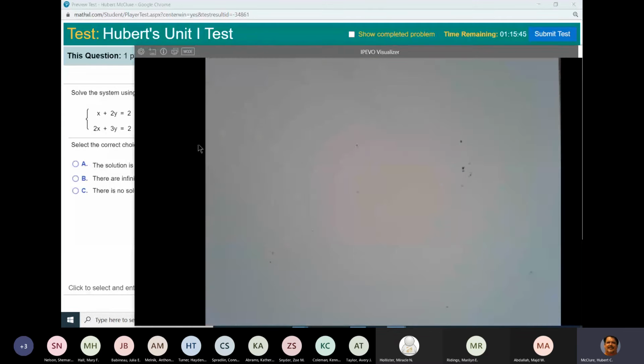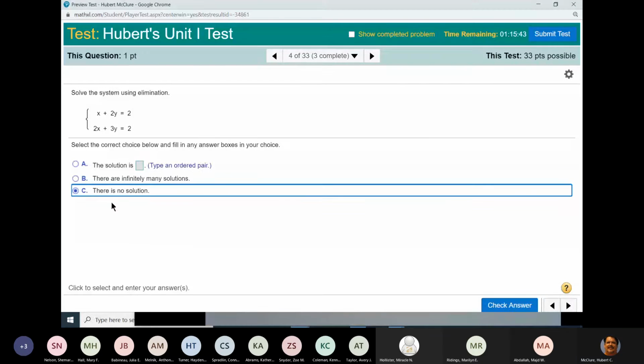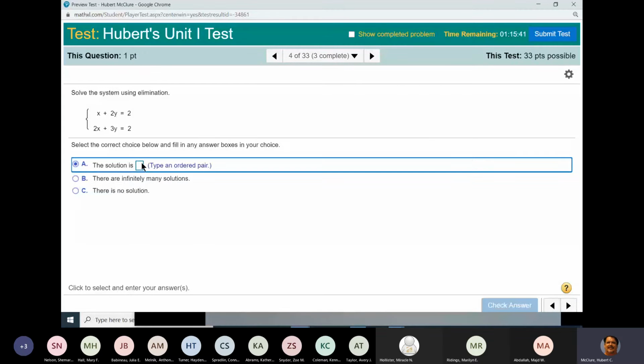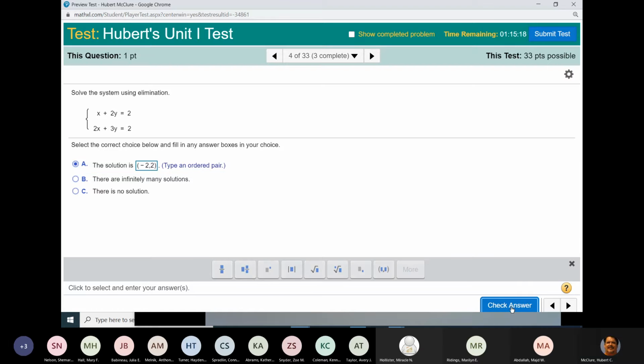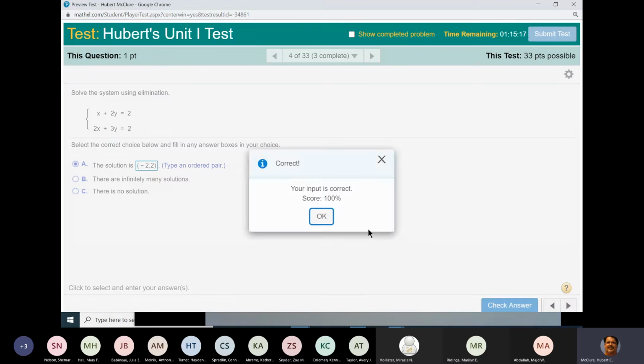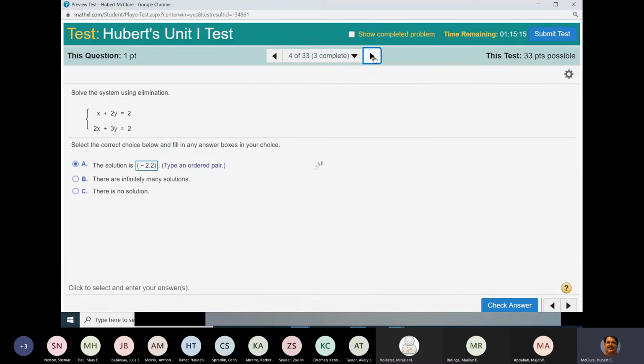Next question. Oh, let's type in our solution. The solution is -2. Now, do they want parentheses? Yes. -2, comma, 2, close parentheses. There are infinitely many solutions. That's all real numbers. There is no solution. That means they don't intersect. And you feel good about yourself.